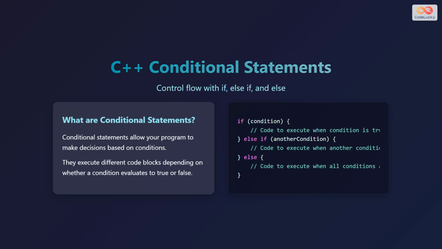Let's explore conditional statements in C++. Conditional statements are a fundamental part of programming that allows us to control the flow of execution based on certain conditions. We'll see how to use if and else to make decisions in your code.